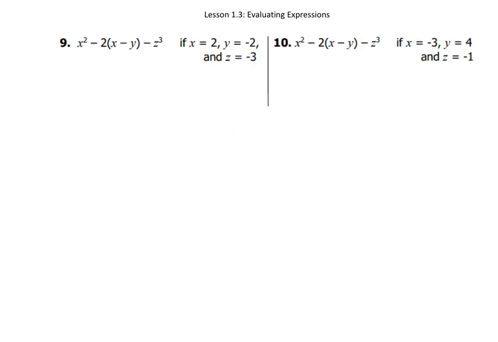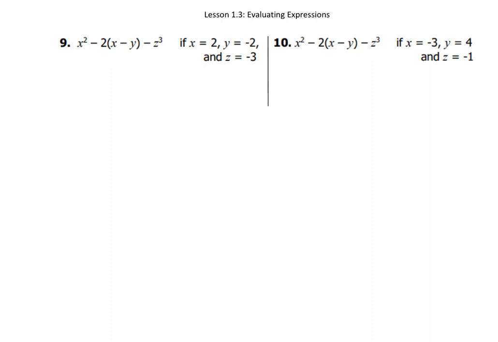Lots of fun. Okay, number 9, we're using 3 different variables, and we've got some parentheses already in the problem for 9 and 10. So it's going to be some good times right here. So number 9, I have x squared minus 2, and then I have parentheses x minus y, so that means it's going to be multiplied to that, minus z cubed.